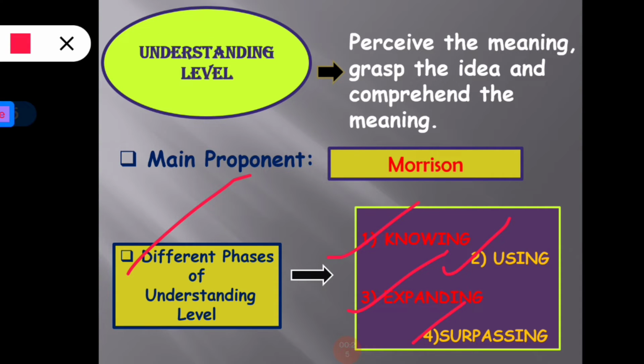After the memory level of teaching, students can perceive the meaning and grasp the idea. So that's why it implies students know the concept clearly and their meaning also. So now they are using it if needed. Because they have already known the meaning of the topic, now students expound it and surpass it also. And they are eligible to apply their concept of meaning in real life situations. So I think the different phases of understanding level are clear. So now move on to the next.